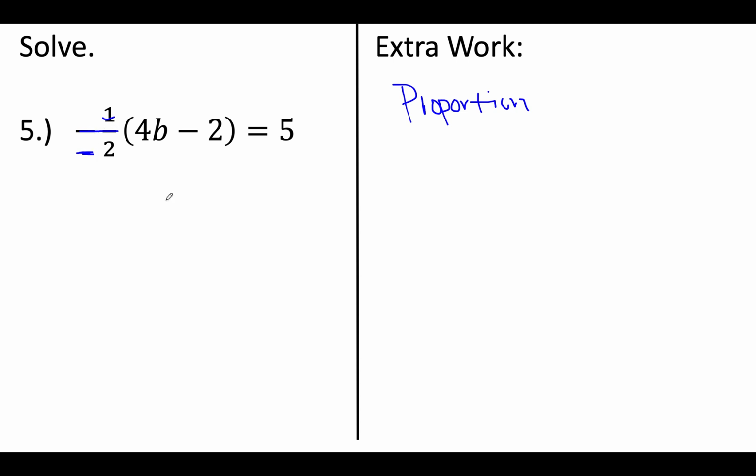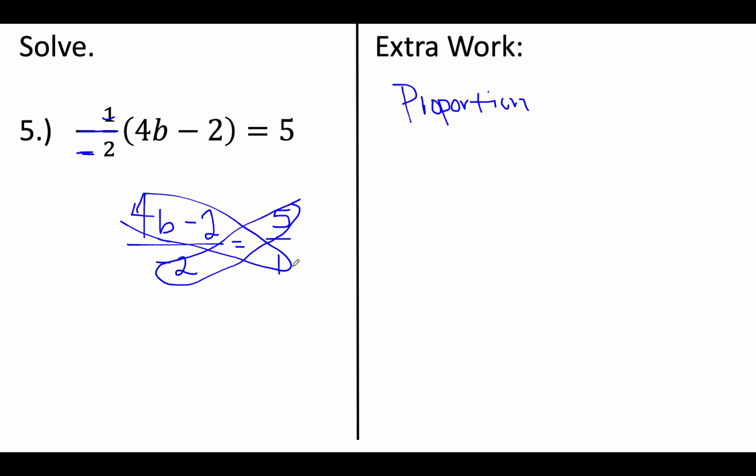So the negative 2 is going to go to the bottom. So we're going to have 4b minus 2 on top, negative 2 on the bottom, 5 over 1. This is equal to this. So 1 times 4b minus 2 is simply going to be 4b minus 2 is equal to negative 2 times 5, which is a negative 10.